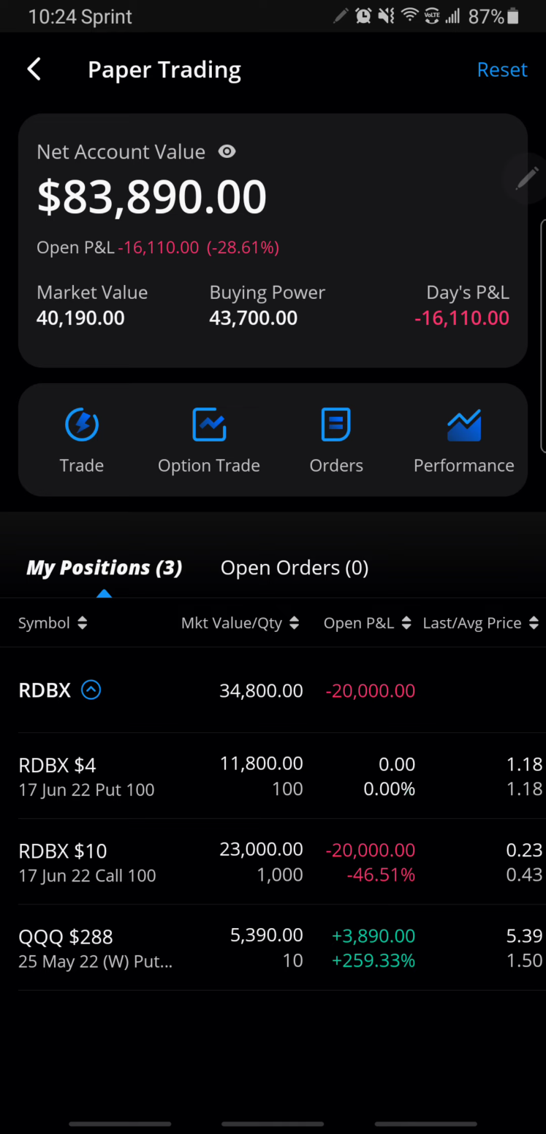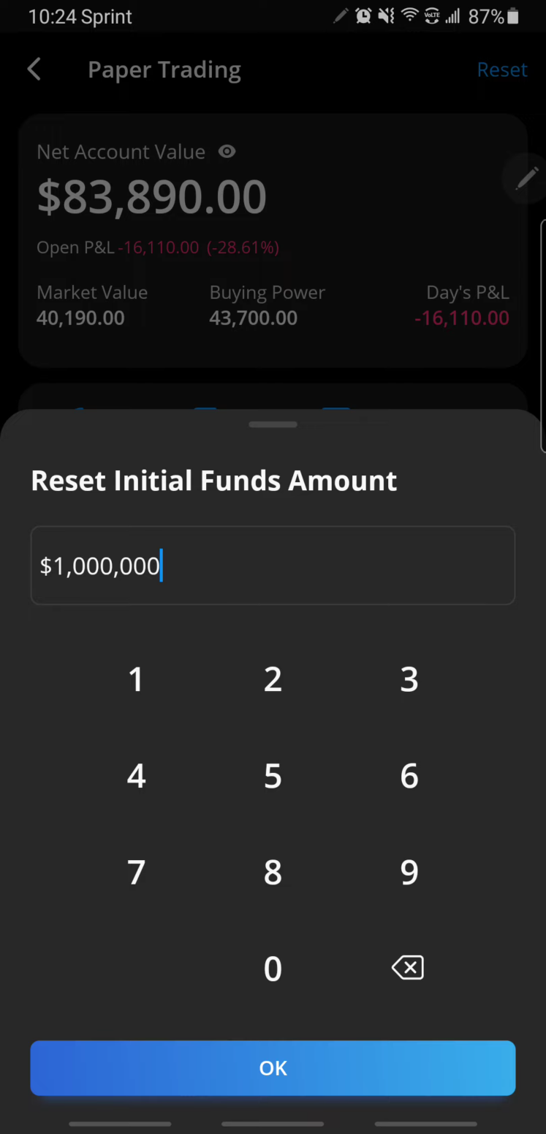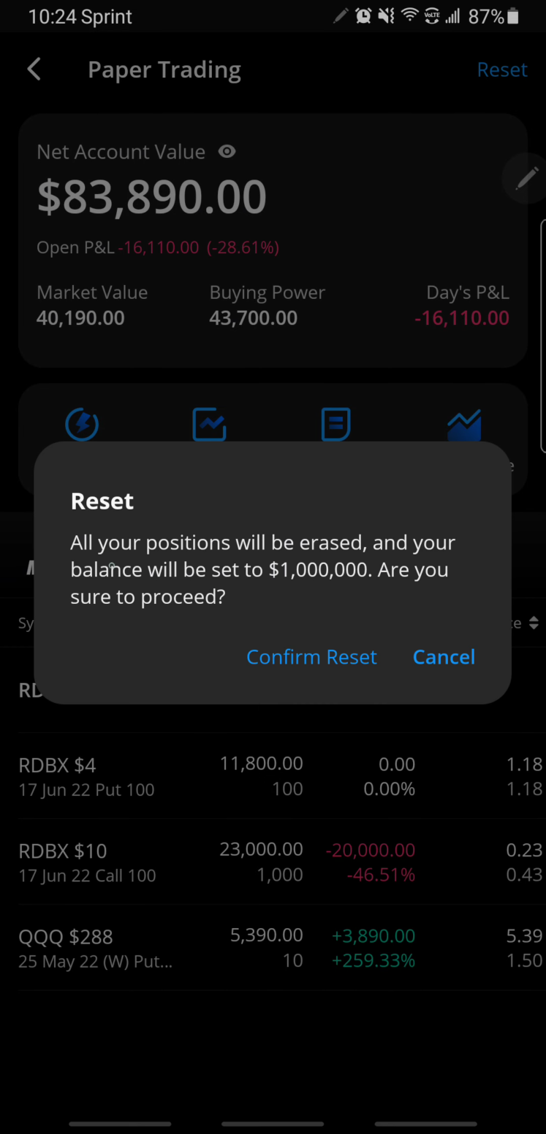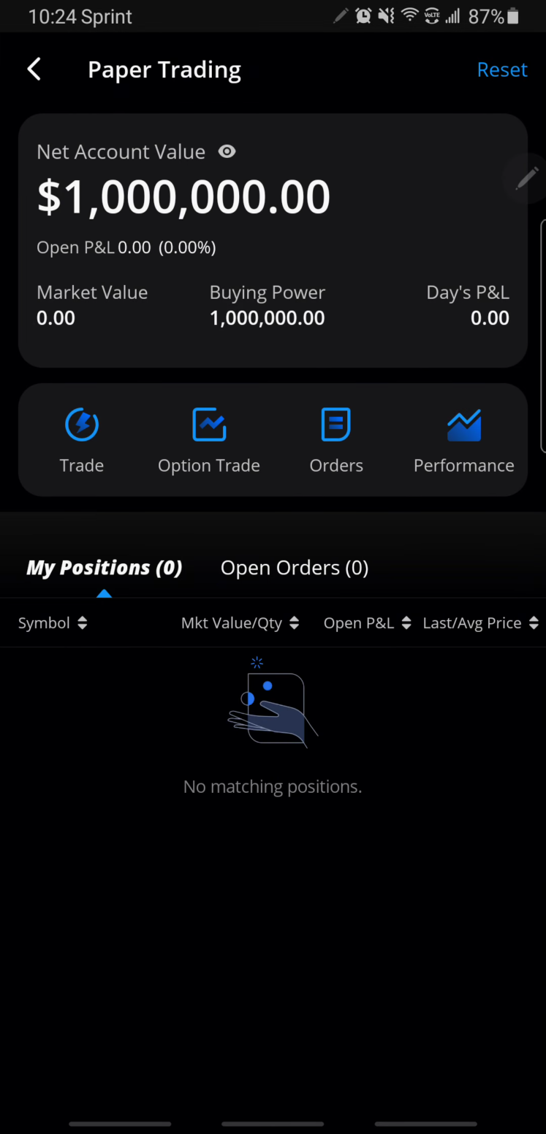Should you decide that you are not happy with what the account is doing, I believe you can reset this. Let's go ahead and do this here because again, this is just practicing. So if I reset the account, reset initial fund amount, that's saying 1 million. All your positions will be erased and your balance will be set to 1 million. Are you sure to proceed? Yes, confirm and reset. Ladies and gentlemen, this is how you get yourself 1 million. So now we have 1 million.